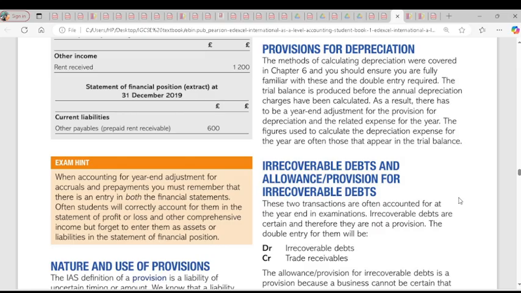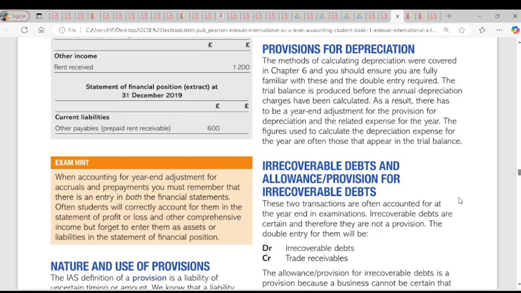So that means you have to debit provision for irrecoverable debt account in your statement of profit or loss account. You add it to the provision you have made. Then in your statement of financial position, you have to credit it. You have to take it away. Do you get what I'm saying? You have your trade receivables.